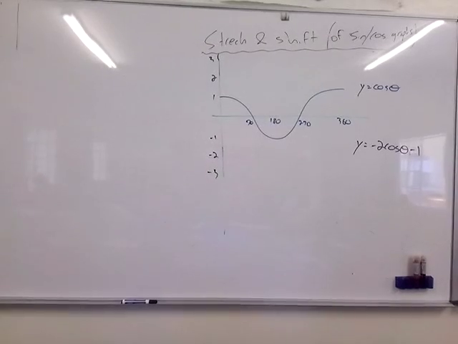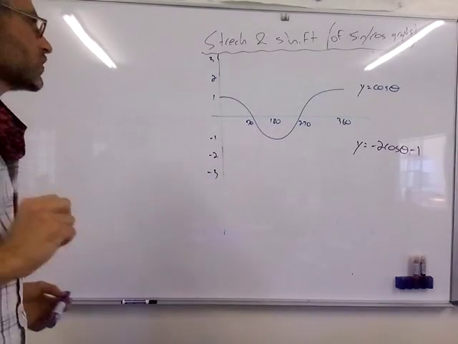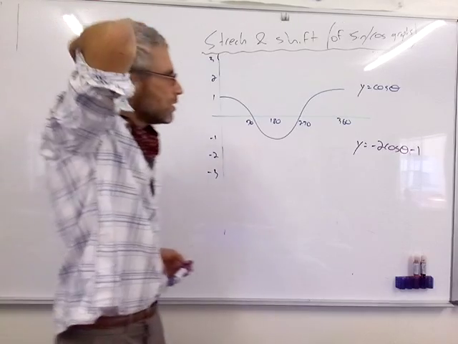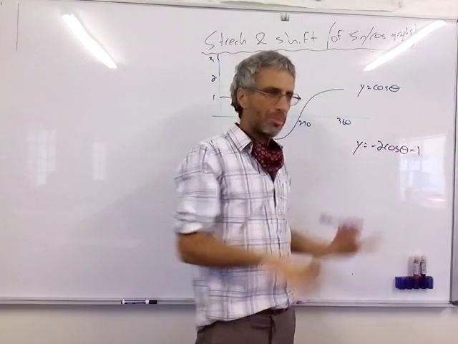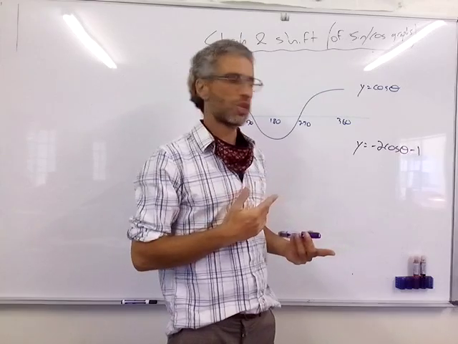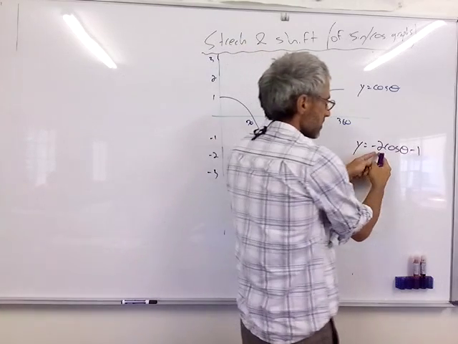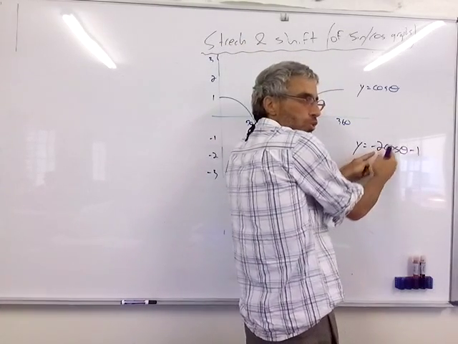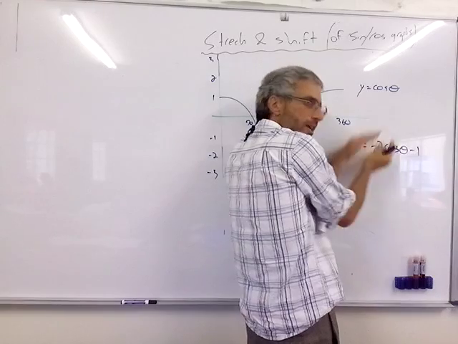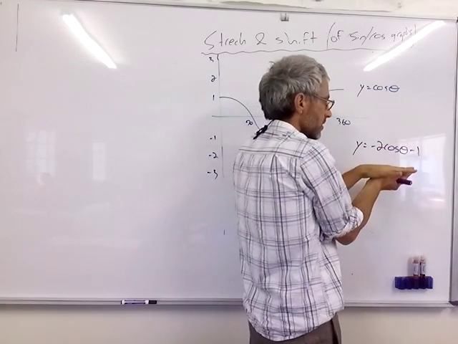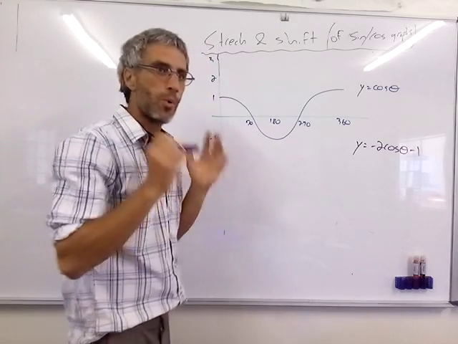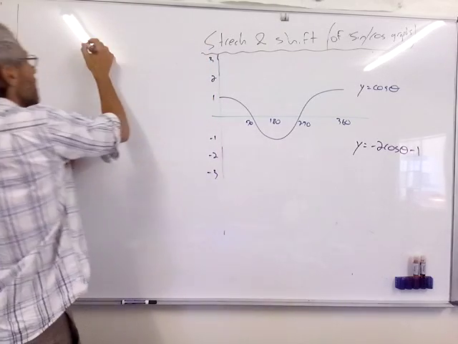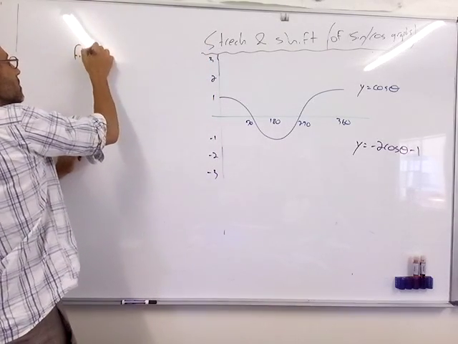So, just as Luana asked me before, what happens when I have a combination of a stretch and a shift. In this case, we've got a stretch because we times the cosine by a number. We know that's a stretch, okay? And then we have a shift. Now I'm going to give you a very, very important principle, okay? First, stretch.